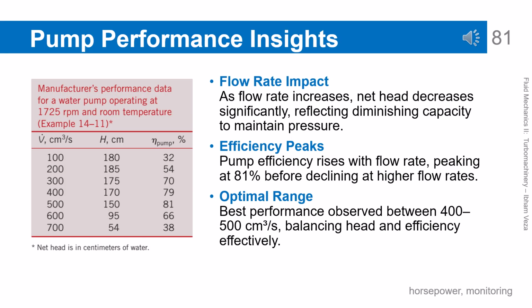Pump performance insights. This plot shows that as the flow rate increases, the net head decreases significantly. The efficiency increases with flow rate until it reaches a maximum value, then decreases again at very high flow rates. There is an optimal operating range where the compromise between head and efficiency is the best. This example shows that a pump should not be operated arbitrarily outside its optimal region. The choice of operating point strongly determines performance and equipment lifetime.